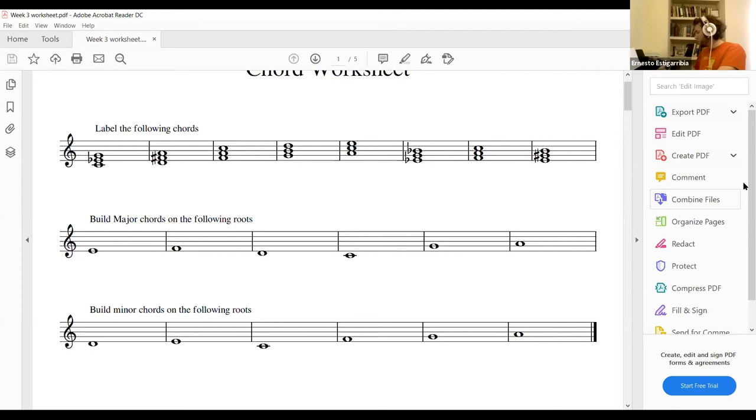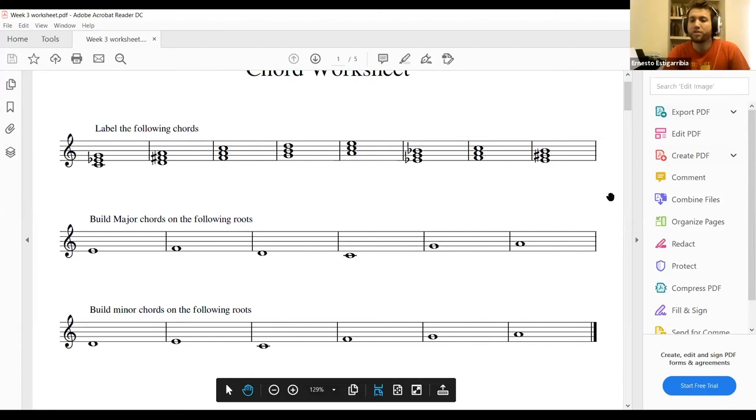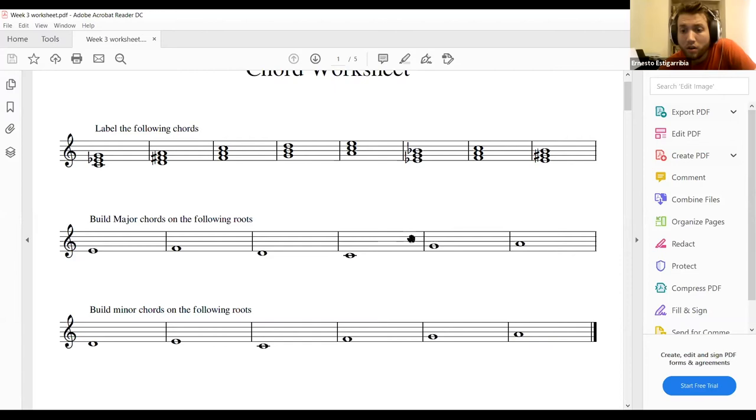Five. Finally, chord number six. Let's quickly check the answers. Number one, any volunteers? Minor. Minor, correct. Number two? Major. Major, correct. Number three?